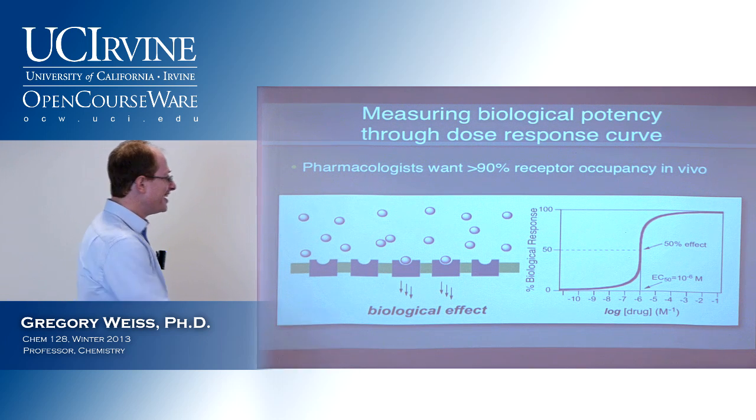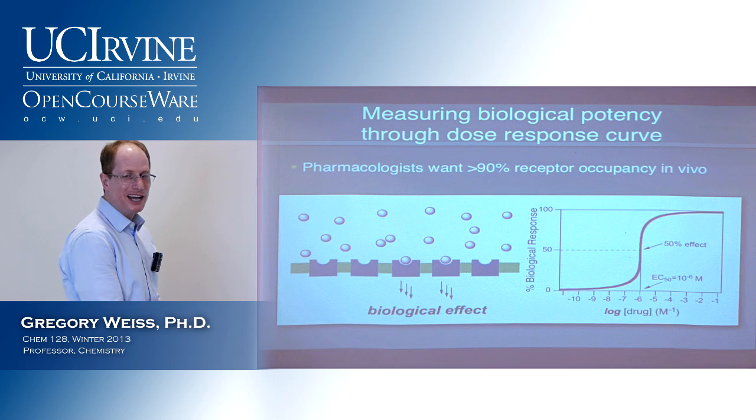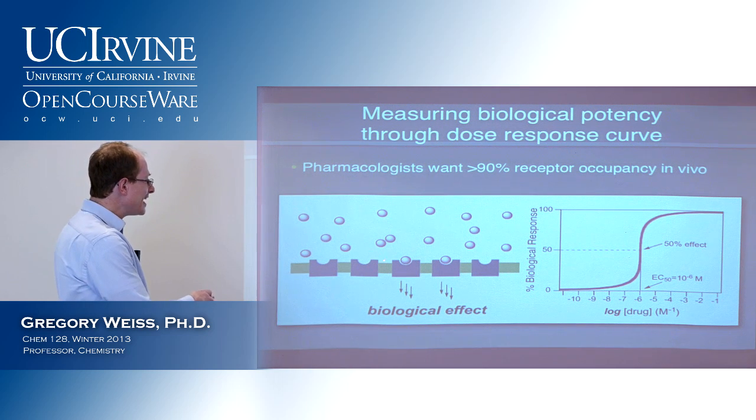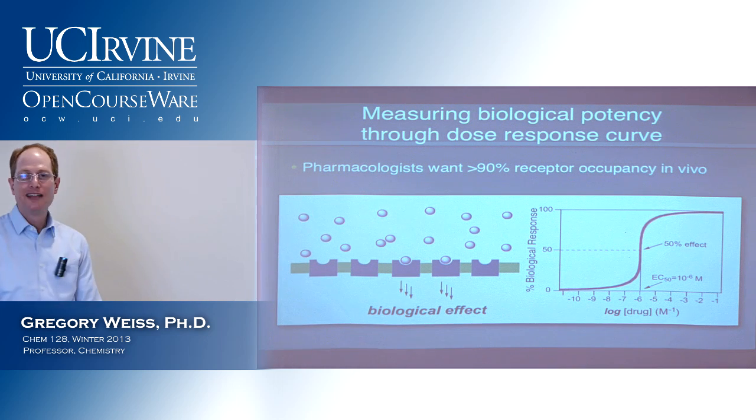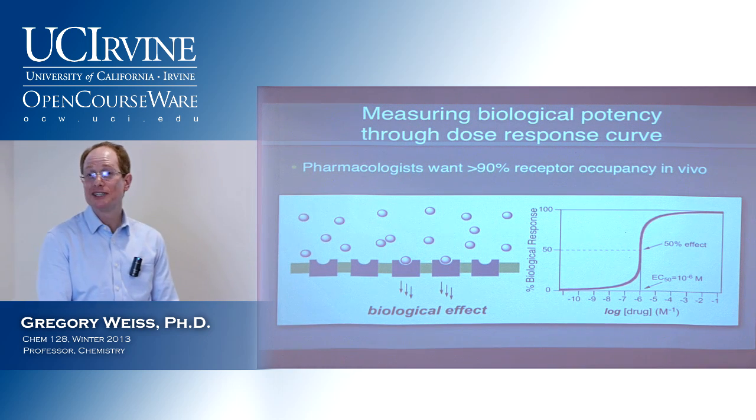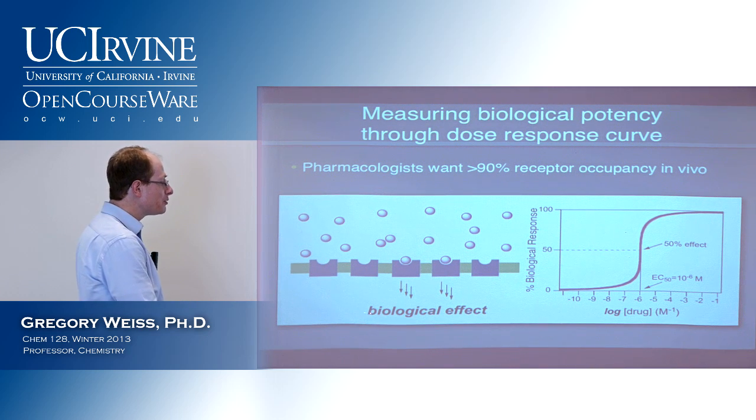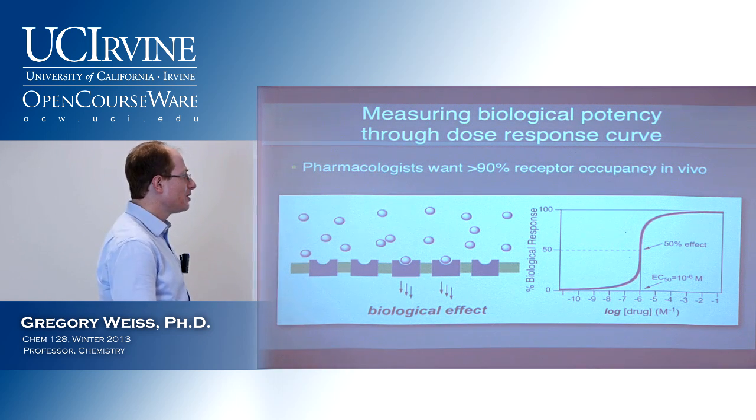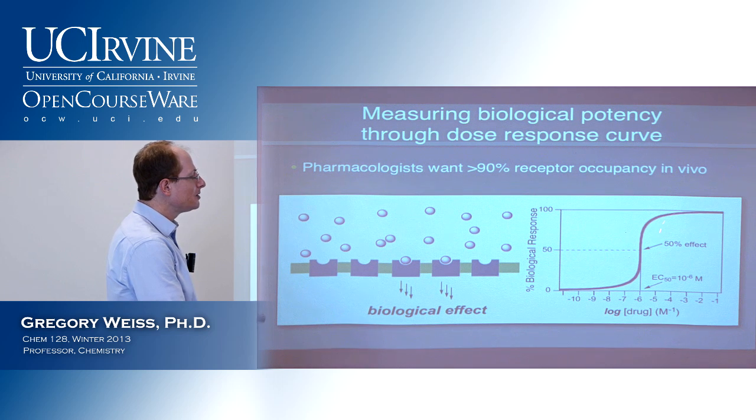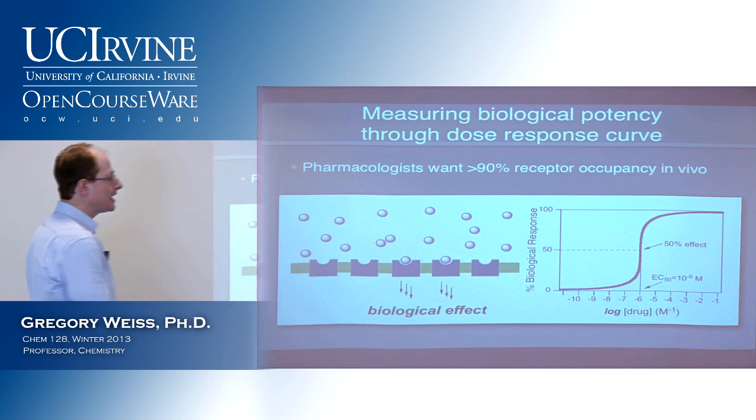Here's the way this works. On the y-axis, this is the percent biological effect. That biological effect results from ligands binding to some receptor. We've seen, for example, antibiotics that are binding to the ribosome. In that case, the ribosome would be your biological receptor, and the biological effect would be death of the cell. That would be killing the bacteria. And so in general, we see sigmoidal biological responses when we look at receptor ligand binding.